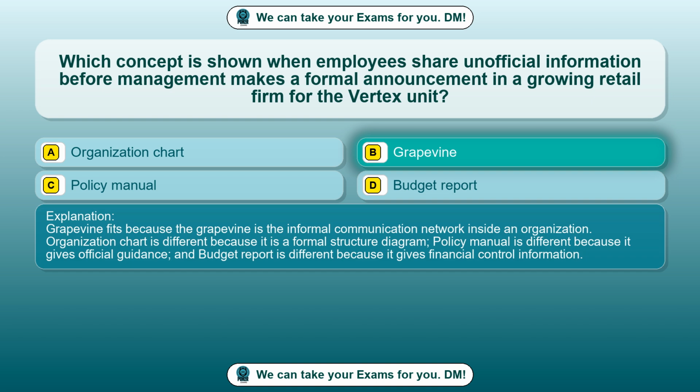Grapevine fits because the grapevine is the informal communication network inside an organization. Organization chart is different because it is a formal structure diagram, policy manual is different because it gives official guidance, and budget report is different because it gives financial control information.